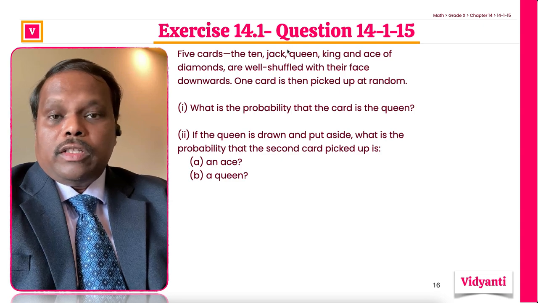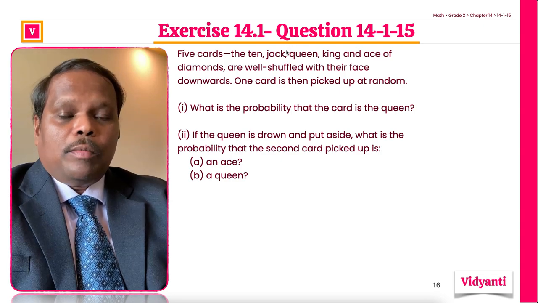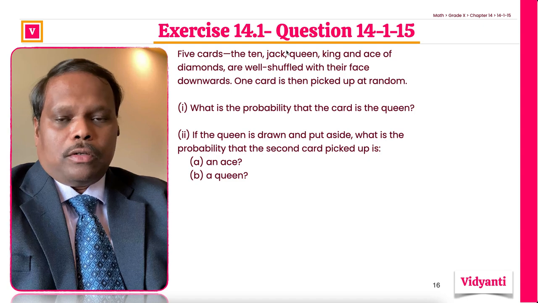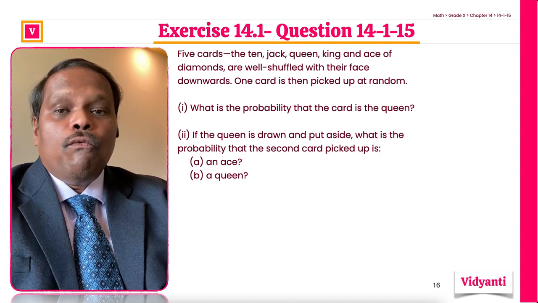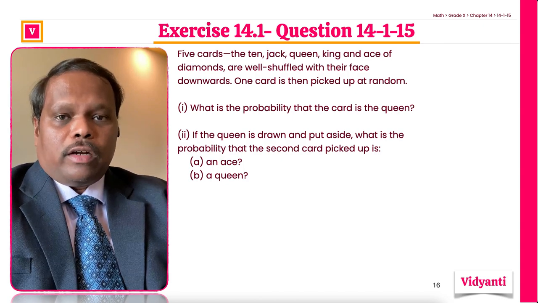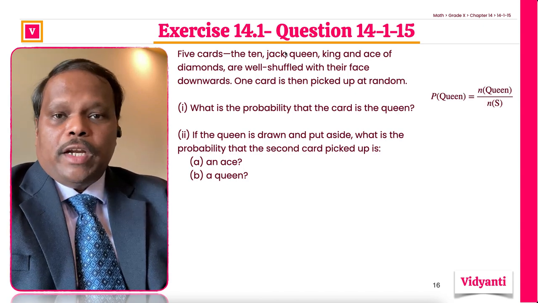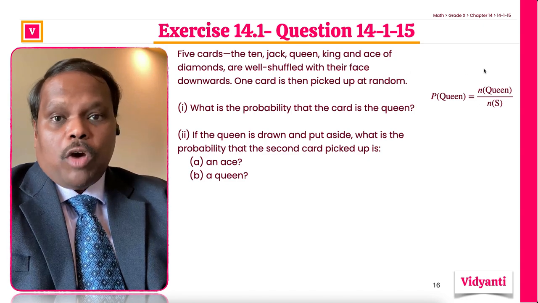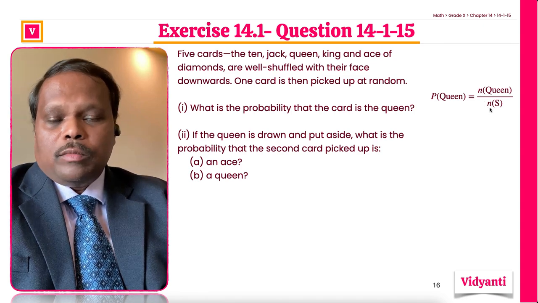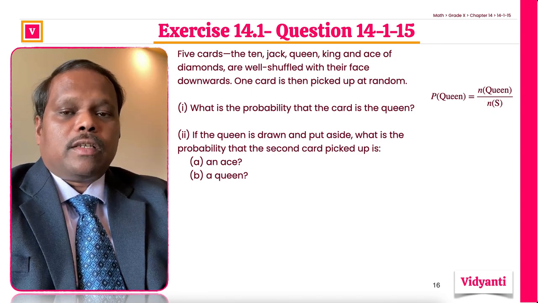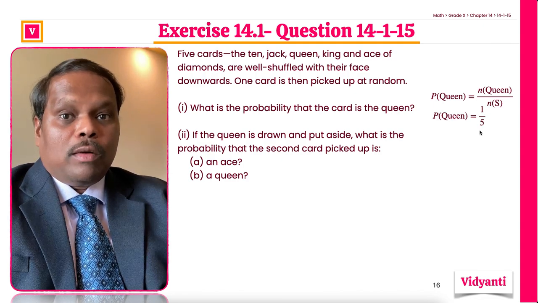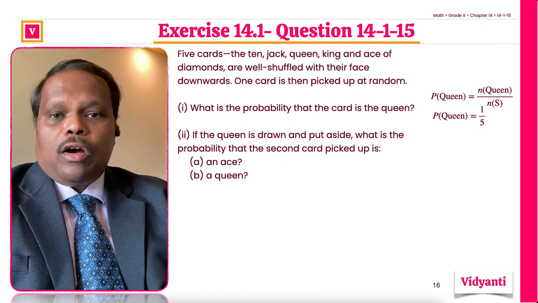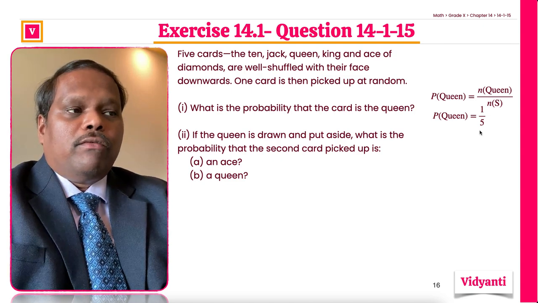Now, there are altogether 5 cards, so there will be 5 possible outcomes when a card is drawn. Out of that, only one outcome is favorable because there is only one queen out of those 5 cards. So, the probability of getting a queen is the number of ways you can draw a queen as compared to the number of outcomes in the sample space. A sample space is a set of all possible outcomes. So here we have one queen among 5 possible cards, so the probability of drawing a queen will be 1 divided by 5.